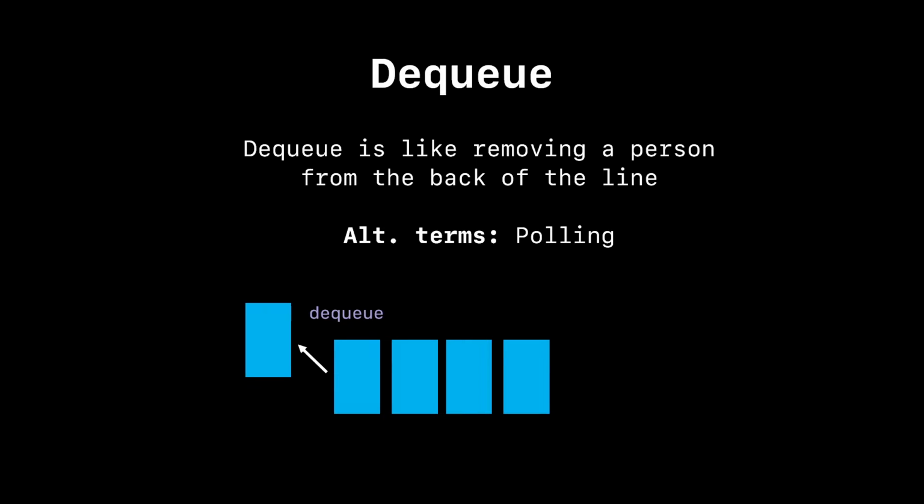We also have dequeue, which is like removing a person from the front of the line. And an alternative term is polling. These alternative terms you can actually see in Java's programming language, where if you want to remove something from a queue, we'd write queue.poll, and inQueue is like queue.offer. So these are different terms in different programming languages that you might see. So you can see dequeue is just taking that first person and removing them from the line because they no longer need to be used.